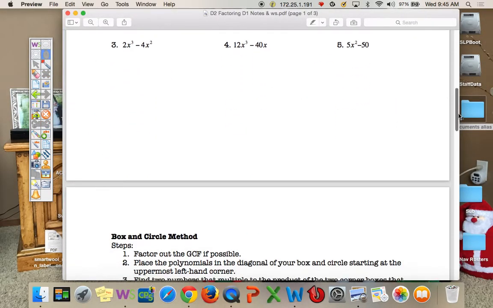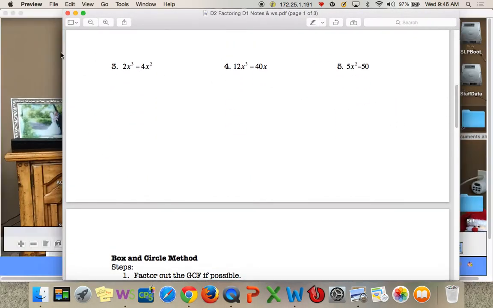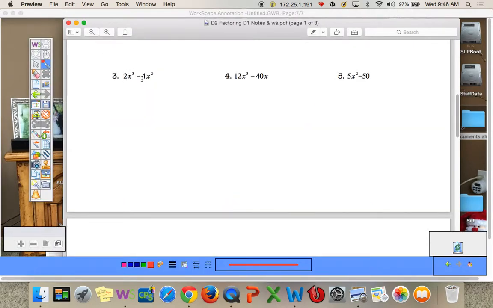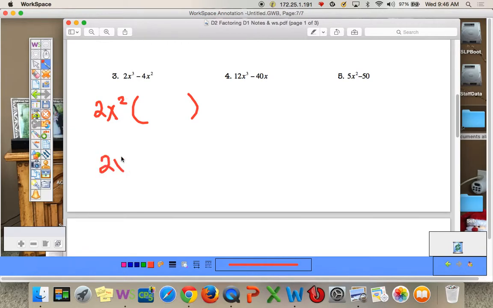Okay, let's try the next one. So we have 2x to the third minus 4x squared. So what are factors of 2 and 4? That would be 2. How about x cubed and x squared? What's the biggest amount of x's you could pull out of each? And that would be 2 of them, x squared. So now we write what's left over. What if we divide 2x cubed by 2x squared? So here's what it looks like.